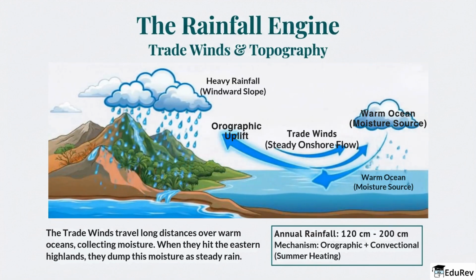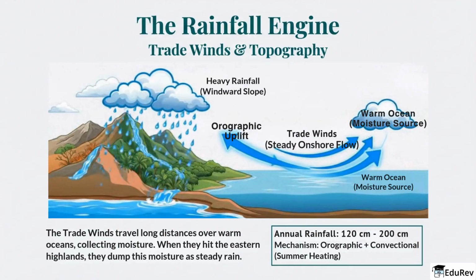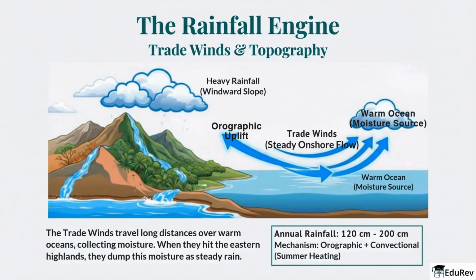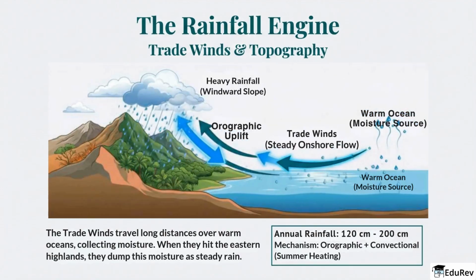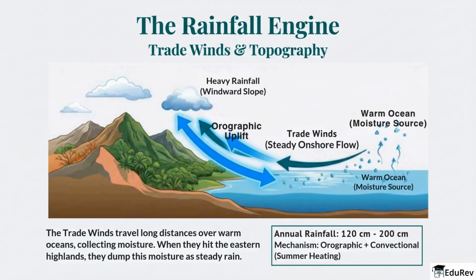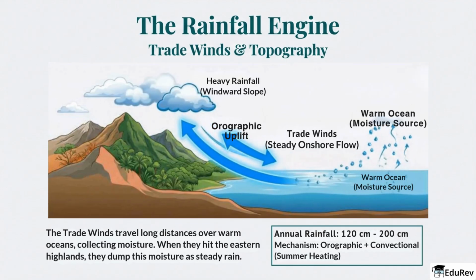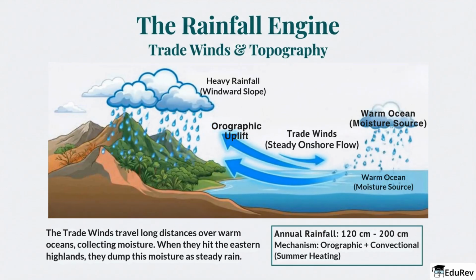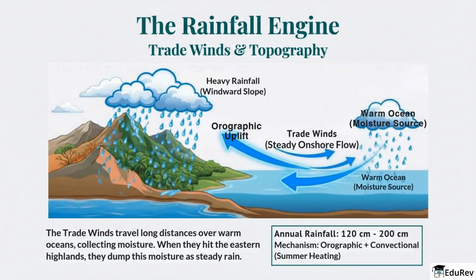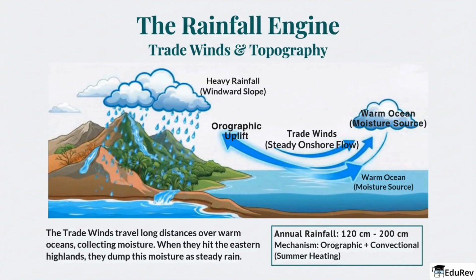The annual rainfall is usually around 120 to 200 centimeters. And the mechanism is mixed, orographic plus convectional, especially with stronger summer heating. This is not monsoon reversal. This is steady maritime feeding.